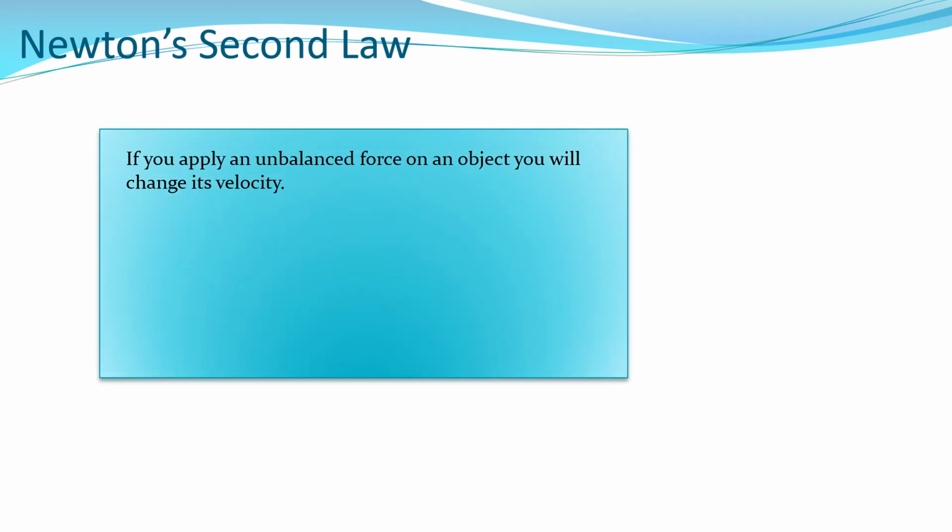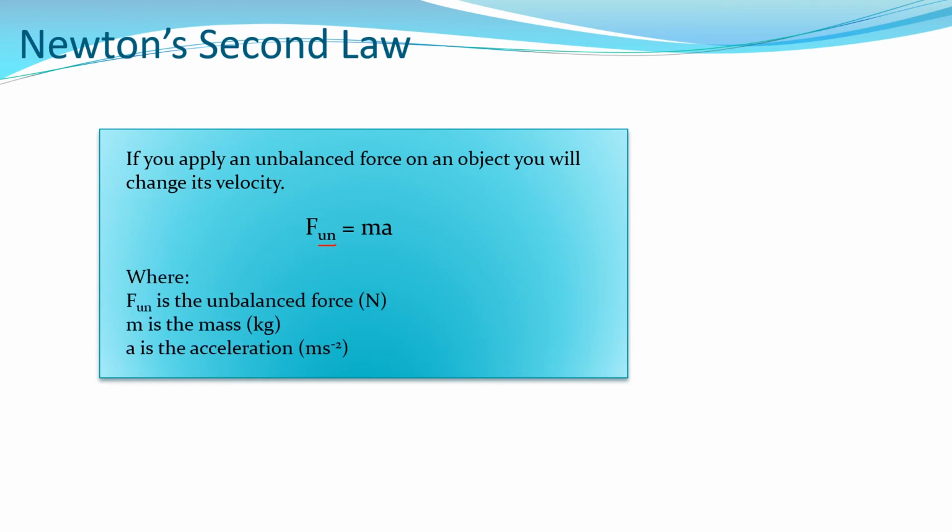And so we have an equation that can go with this, and that equation is F equals ma. This little "un" here under the F just means unbalanced. So we're saying the unbalanced force is equal to the mass of an object times its acceleration, where as usual, m is the mass in kilograms, a is the acceleration, and F here is the unbalanced force.